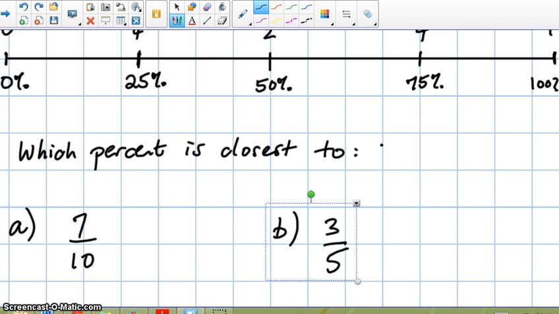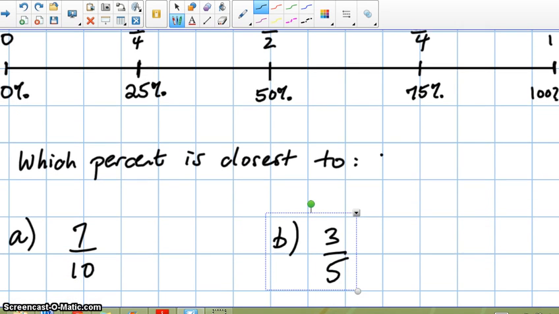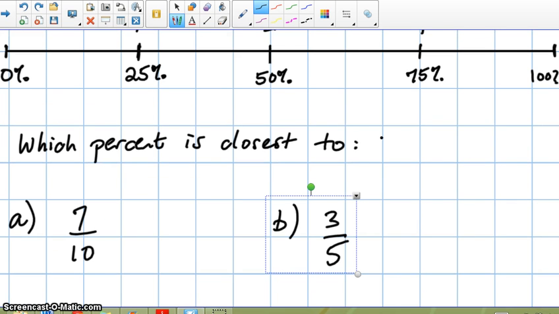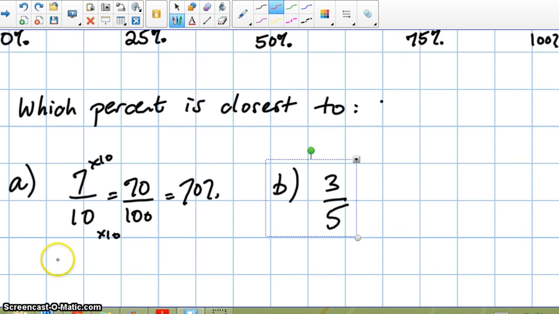Now, how can we use our benchmark percents? Well, we know that 7/10, if we convert it to a fraction over 100, we'll easily come up with the equivalent percent. We know 10 times 10 equals 100, and 7 times 10 is 70/100. So the actual percent is 70%. In your head, you should be able to figure out 7/10 is 70%. So therefore, according to our benchmark percents, 7/10 is closest to 75%.